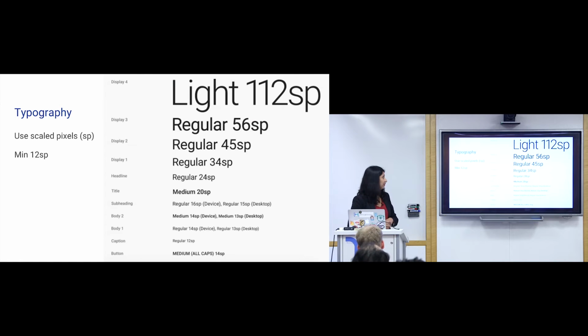Right, so we'll move on to typography. Make sure you always use scale pixels. A lot of people use DPs when it comes to text, but make sure to use scale pixels because it will scale across various devices. And make sure to also use 12 SP where you can, because Android Studio tells you that you can't go below that. It just highlights that section and says minimum is 12 SP. But again, these are guidelines. It's up to you whether you follow them or not.